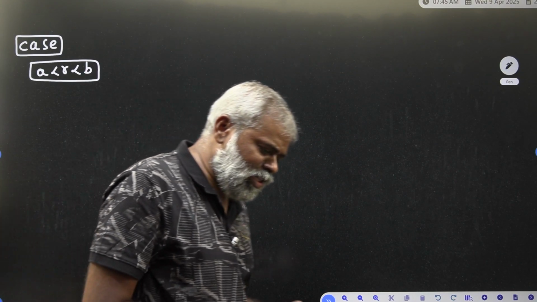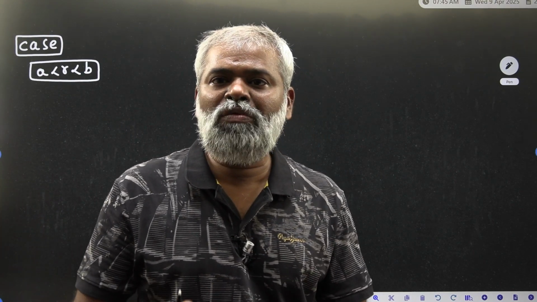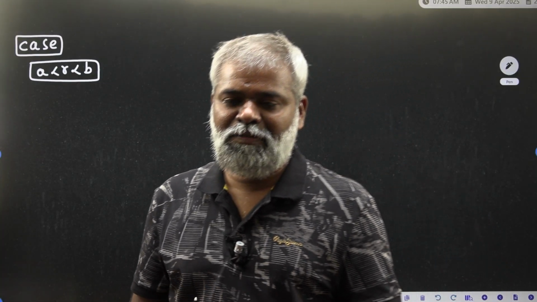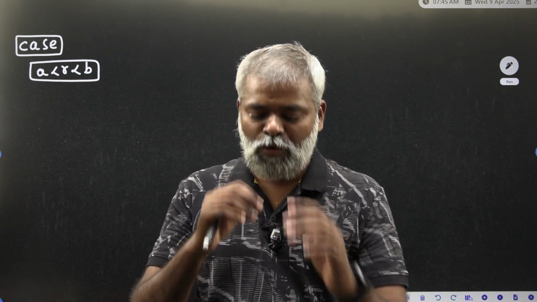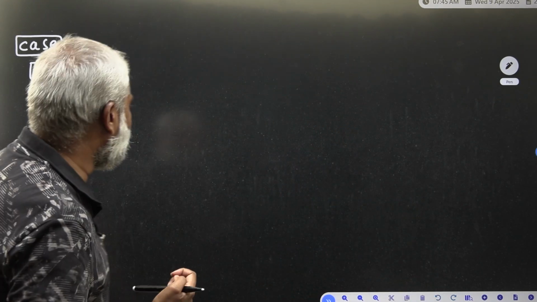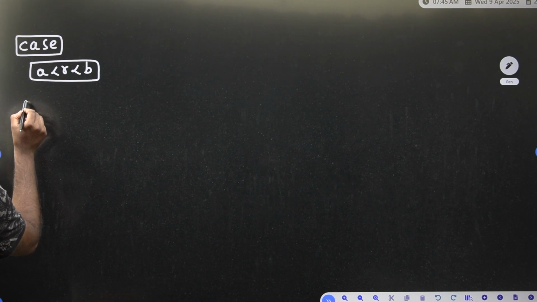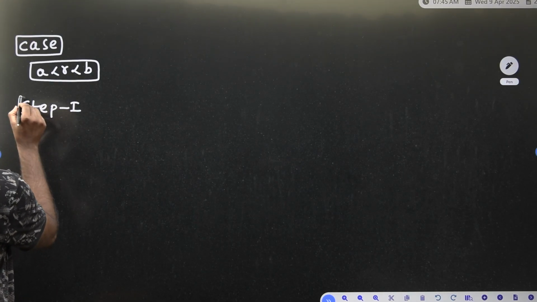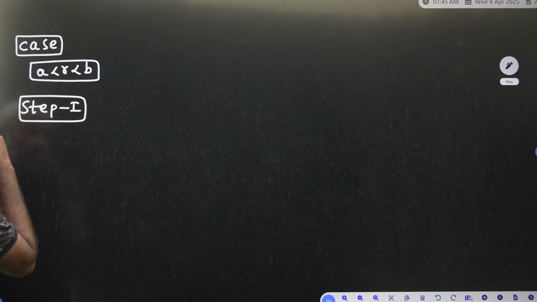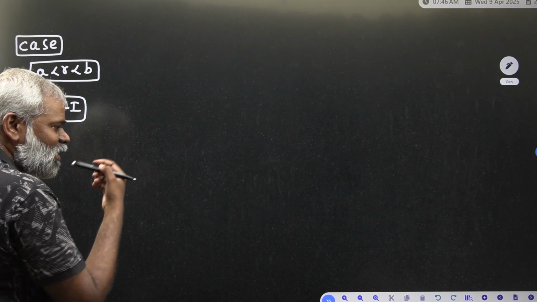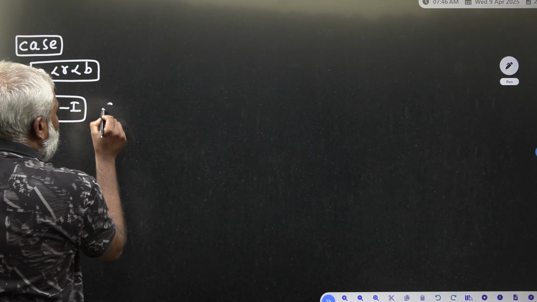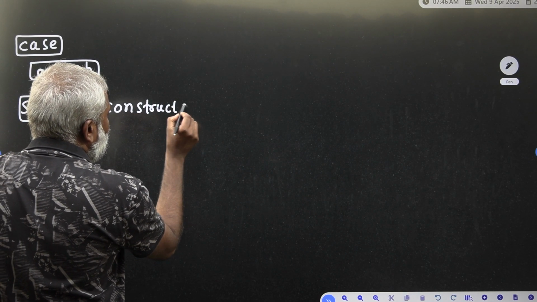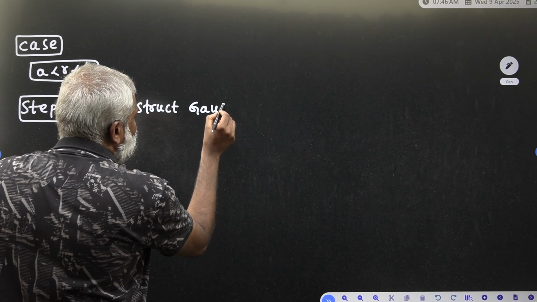Already we discussed in the earlier classes how we have to apply the Gauss law. To find the electric field, we have to follow 4 steps. What are the 4 steps? Step number 1: construct the Gaussian surface.